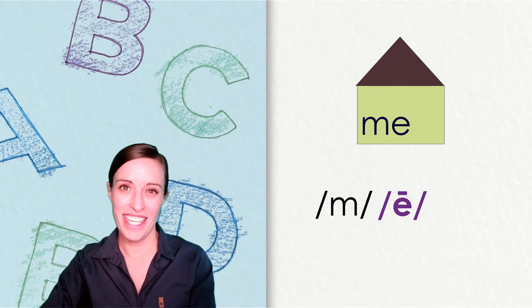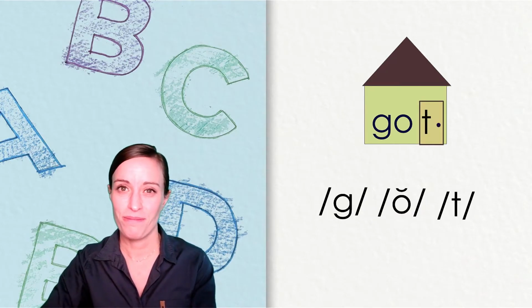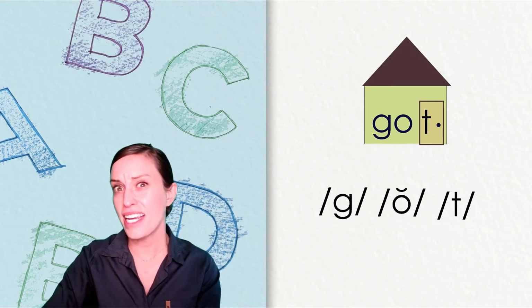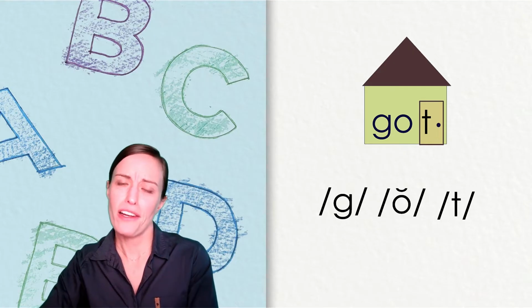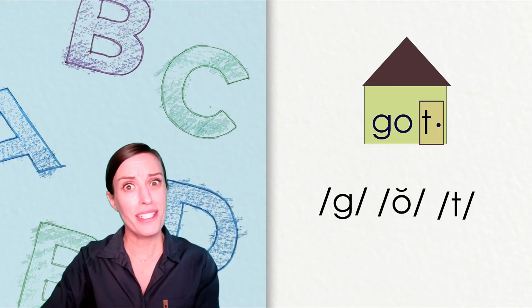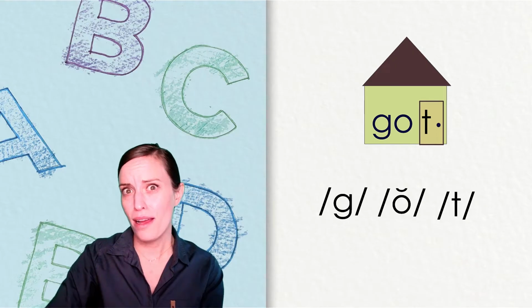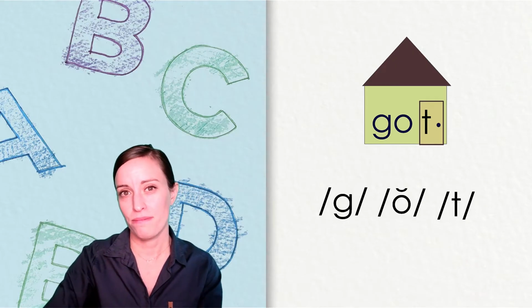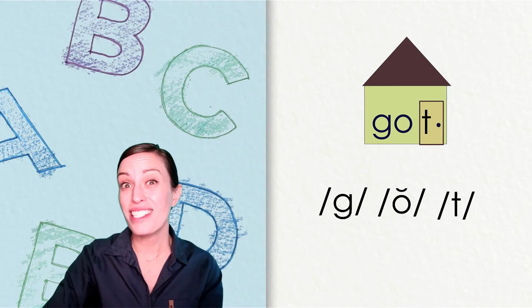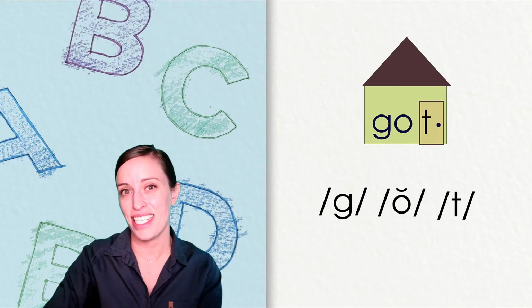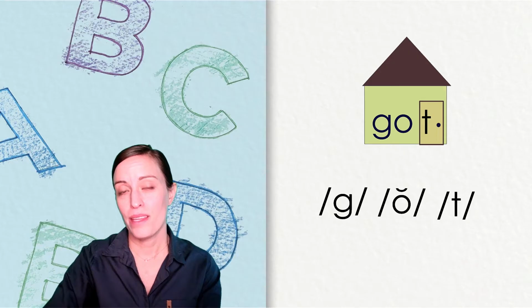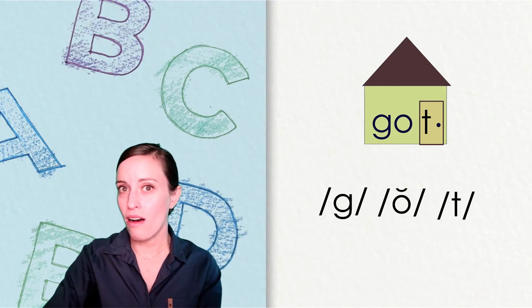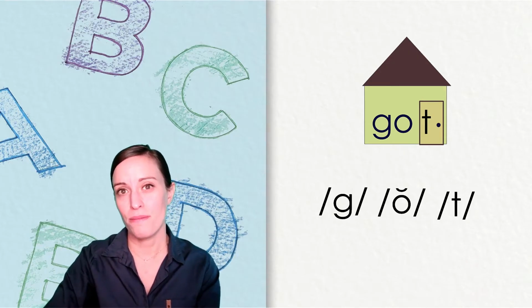Let's look at another word together to practice this again. Let's take a peek at this one. Got. Got. But how did I know that that O makes a short vowel sound? That's right, the O is closed in by that consonant T. When we look at the house, we can see that the door is closed. And with a closed syllable, we have a short vowel sound.